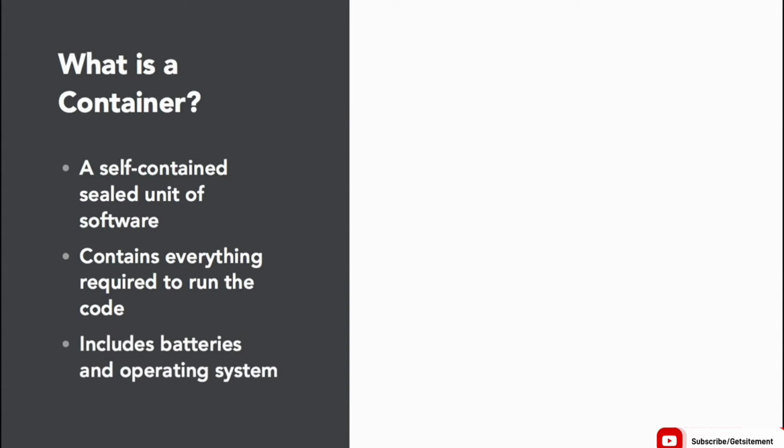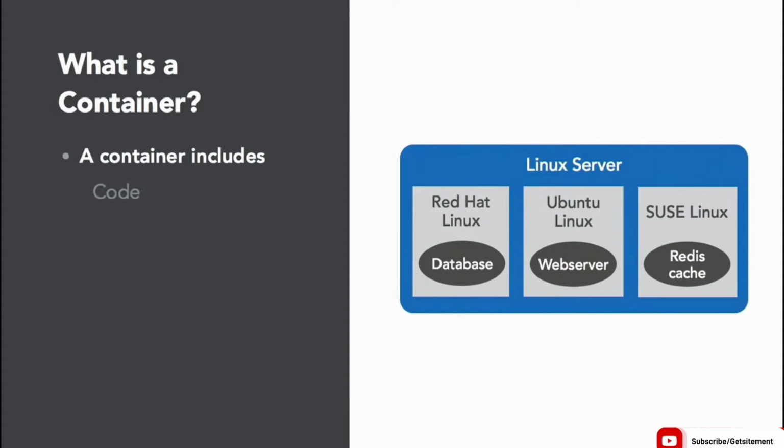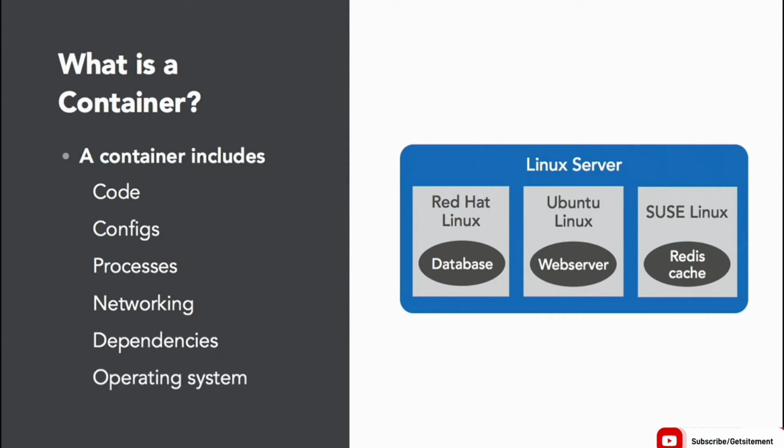Batteries included: operating system, all of its code, all of its configuration files, containing all the processes within the container. It has all of the networking to allow these containers to talk to other containers that they are supposed to be able to talk to and nothing else. It has all the dependencies that your system needs bundled up in that container, and it even includes just enough of the operating system to run your code.